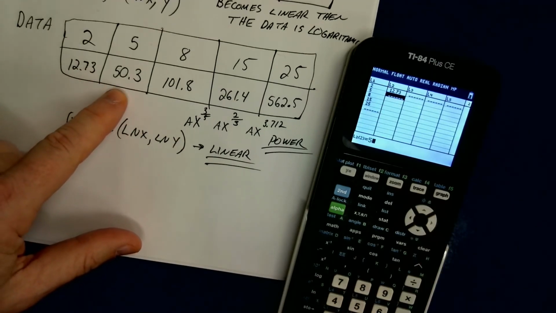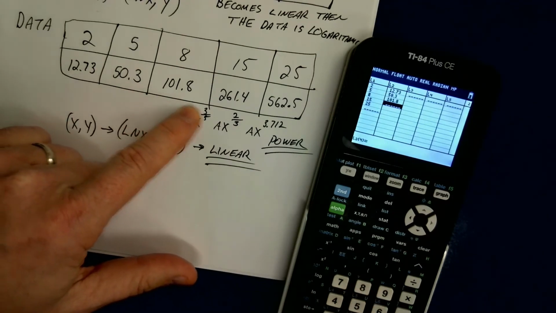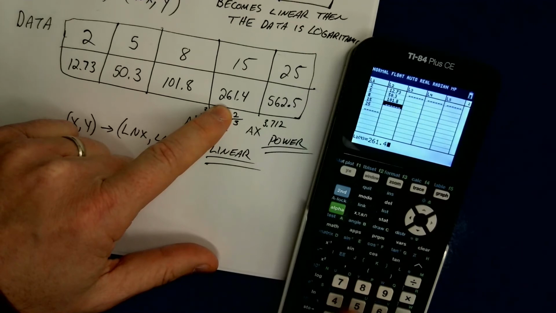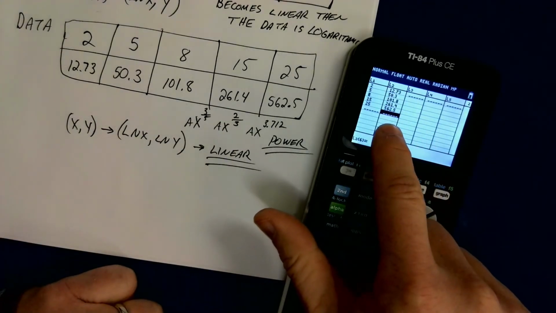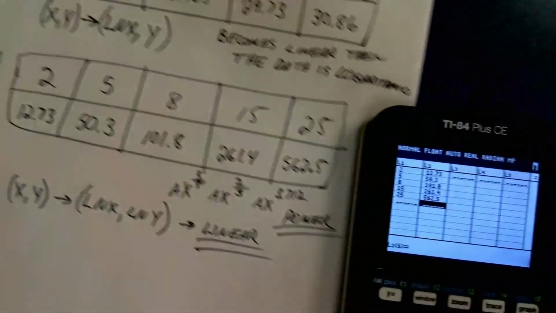12.73, enter. 50.3, enter. 101.8, enter. 261.4, enter. 562.5, enter, just like that. Is that good? Put that so that's a little bit straighter. I'm even going to move this down a little bit so you can see this all.